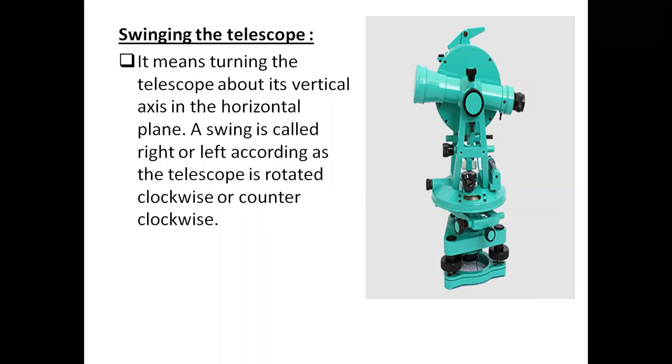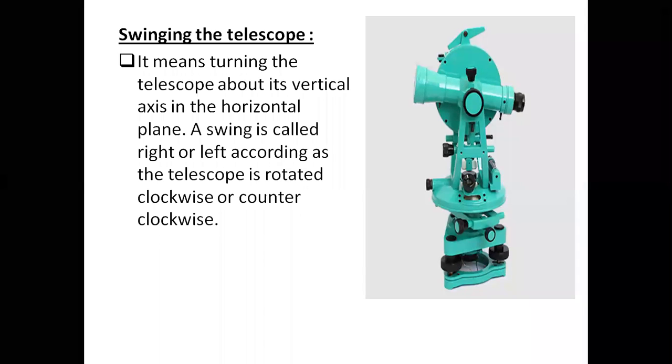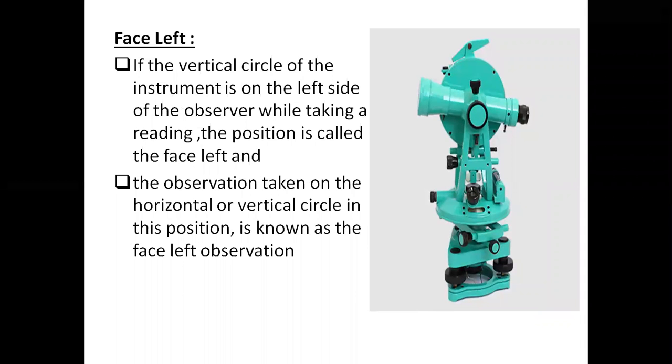We also use this while making sets of measurements for removing instrumental error. We take various sets of measurements and then take an average of them to get an error-free measurement. Then, face left. What is meant by face left? This is left. It is called according to the position of the vertical circle.